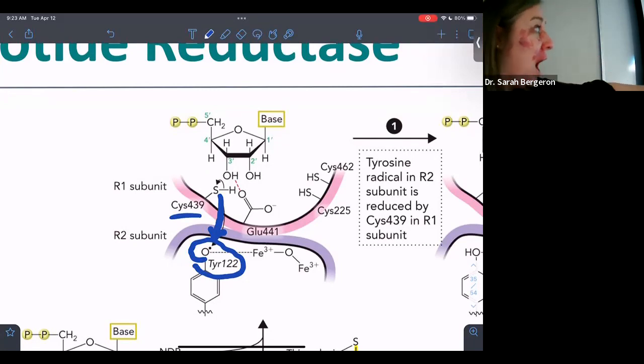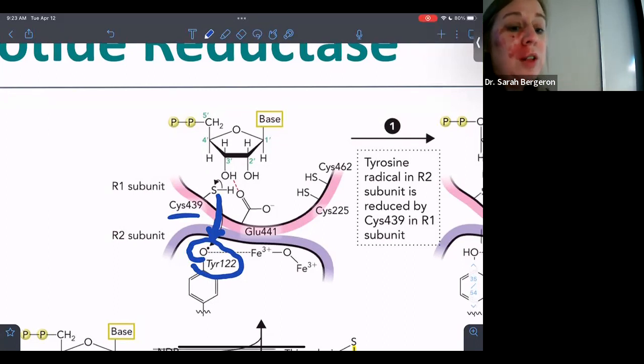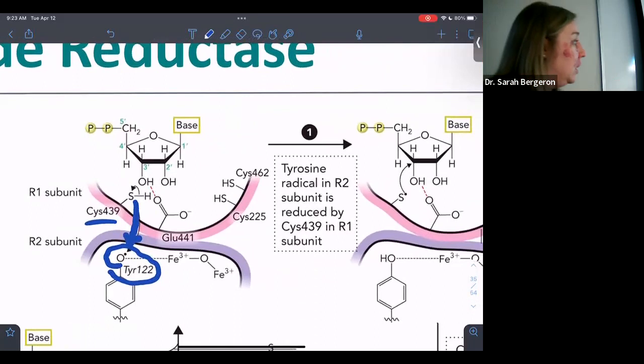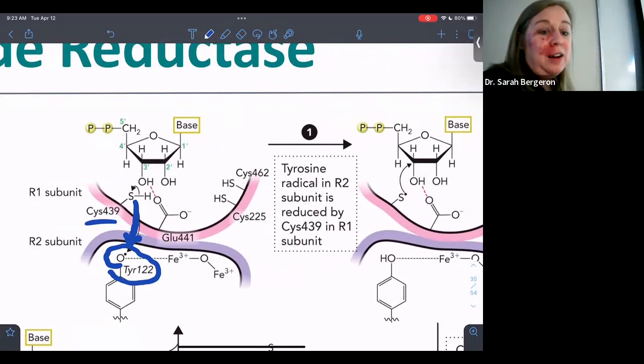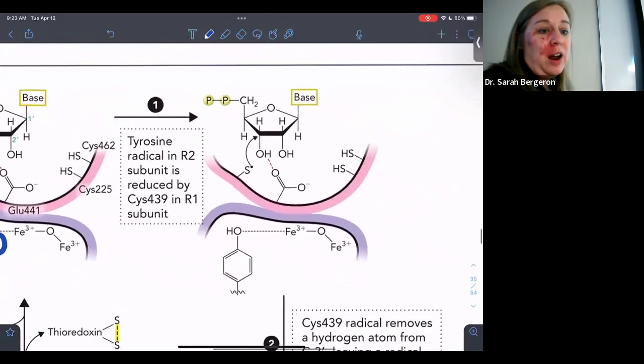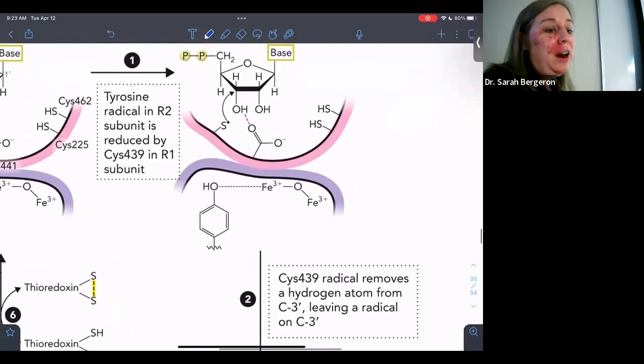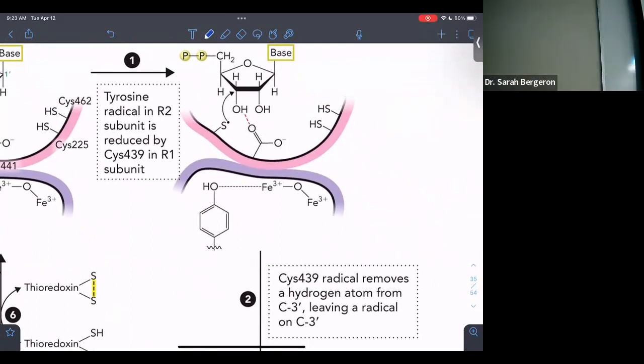So the free radical is reduced. So if the free radical is reduced, that means that that tyrosine picks up the hydrogen that was on the sulfur. But now what does that do to the sulfur? Now the sulfur carries the free radical, right? So what we're going to see is we're like passing the hot potato of the free radical, right? So that free radical is actually going to react, right, with not C2, but C3.